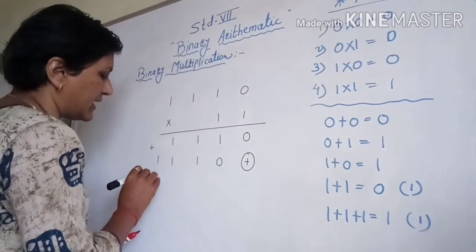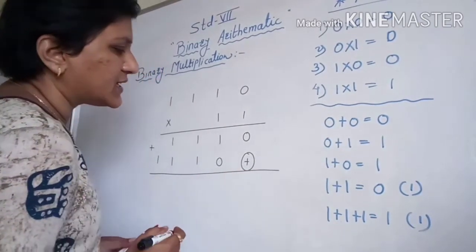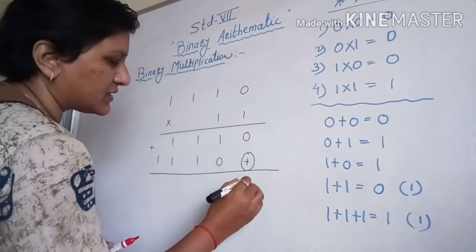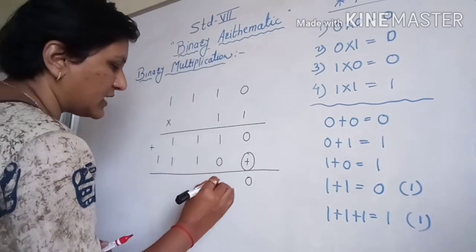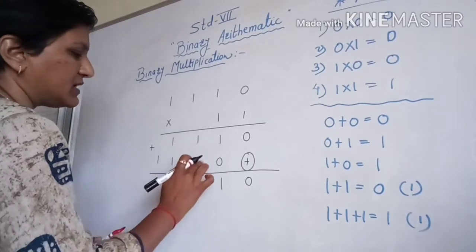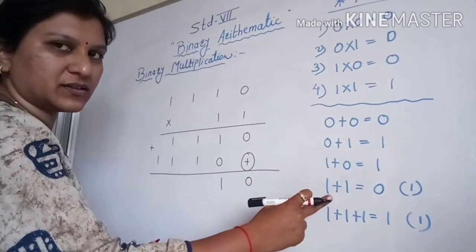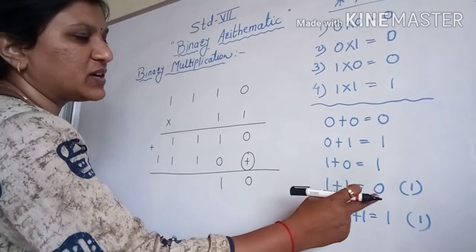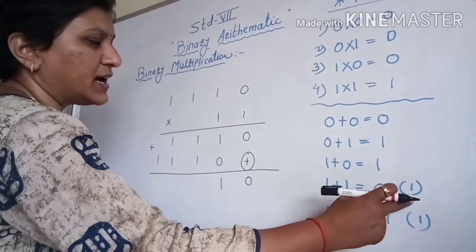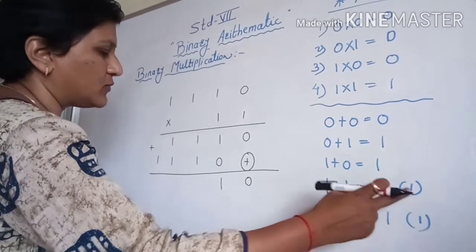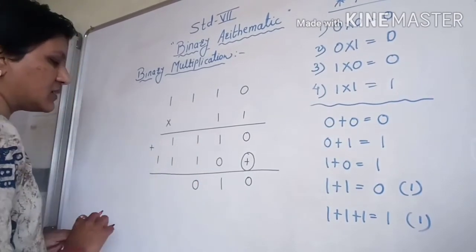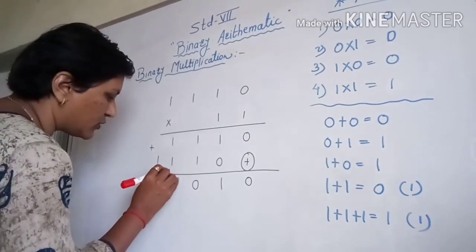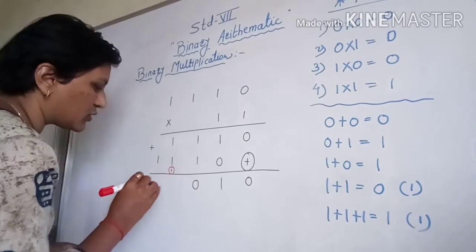Now going to add these two numbers, we will get the result as 0 plus nothing will be 0 itself. 1 plus 0 will have the value 1. 1 plus 1, now come to here the rule of addition. 1 plus 1, we are going to write down the result as 0, and the carry over will be 1. We put this 1 as a carry over here.